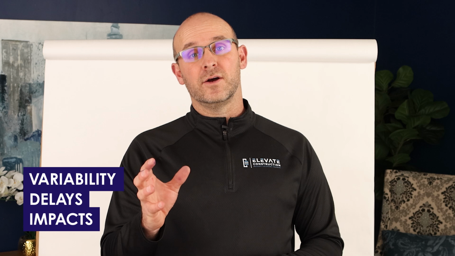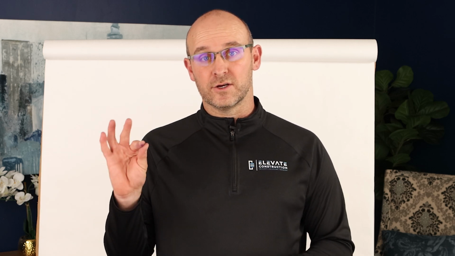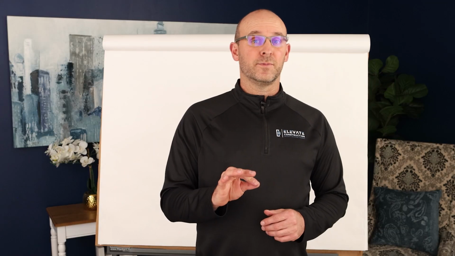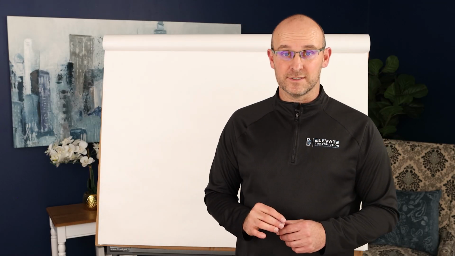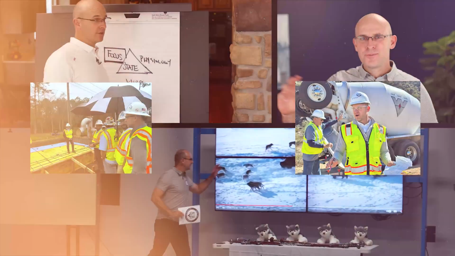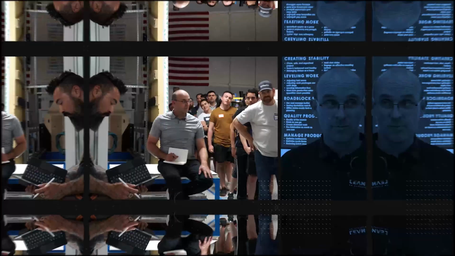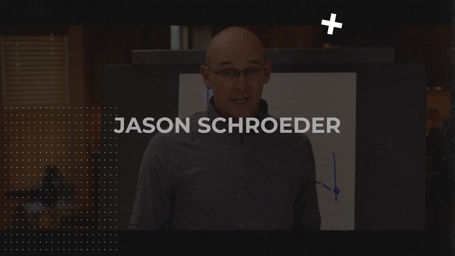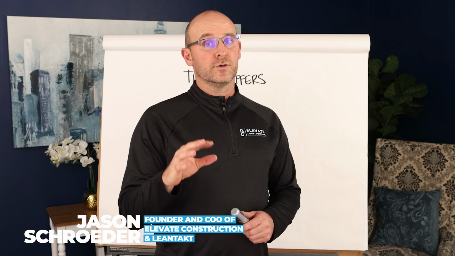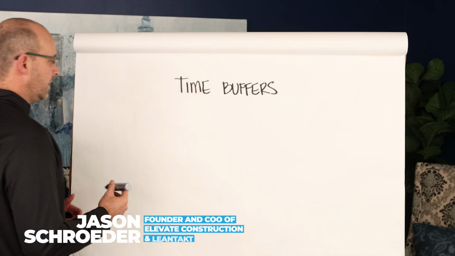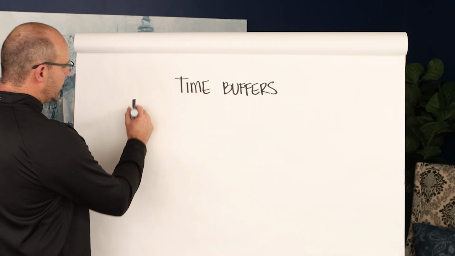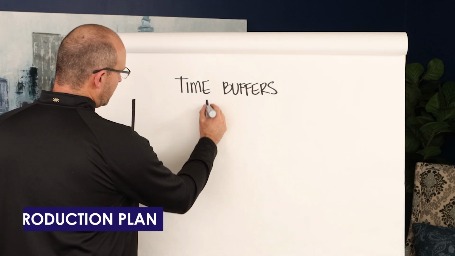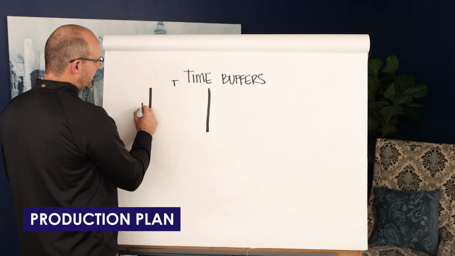So let's talk right now about how we can literally create a critical chain instead of a critical path by adding buffers to the system. This is a super cool topic. Let me talk about this right now, time buffers. Let me start out, when you're doing a production plan, I always do it in a time by location format.